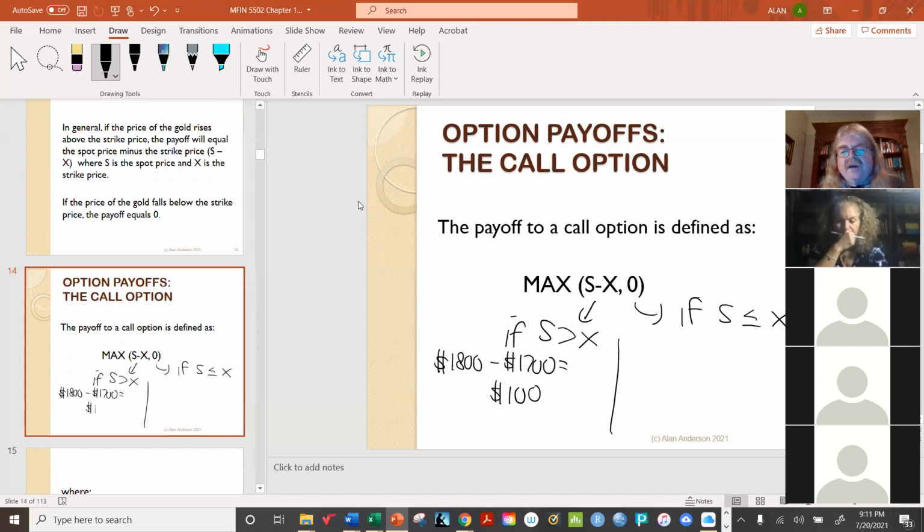And so we made a payoff of 100. In the second example, the price dropped to 16. And so it's not negative 100, it's just zero, because we will not exercise the option.